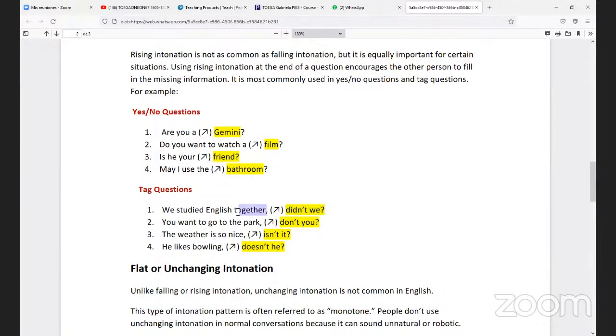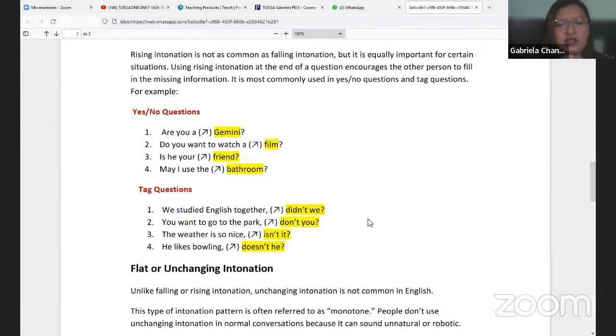Here is the falling, and here is the rising. We studied English together, didn't we? You want to go to the park, don't you? The weather is so nice, isn't it? He likes bowling, doesn't he?